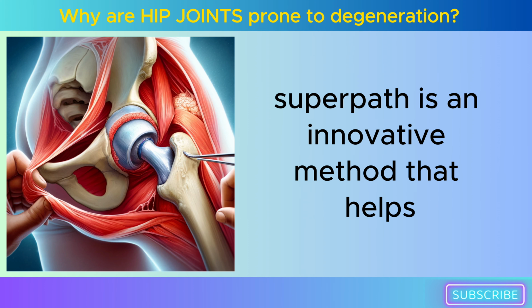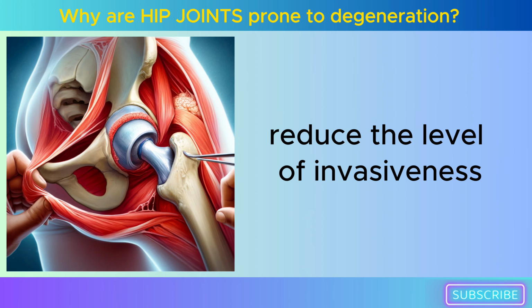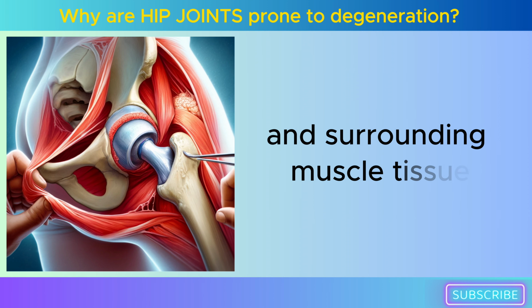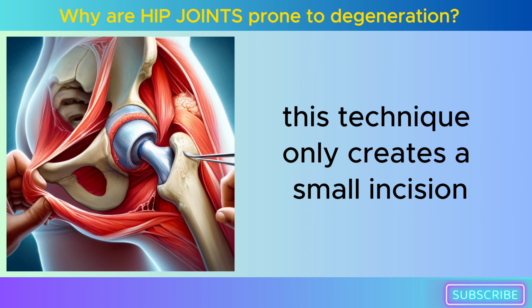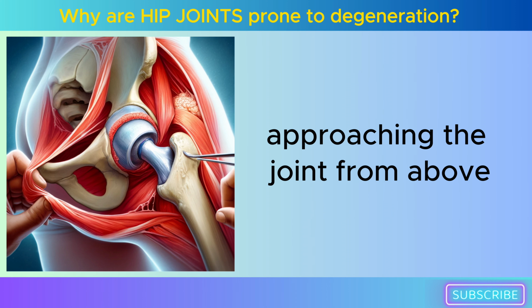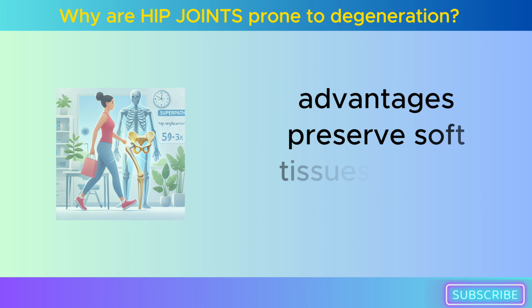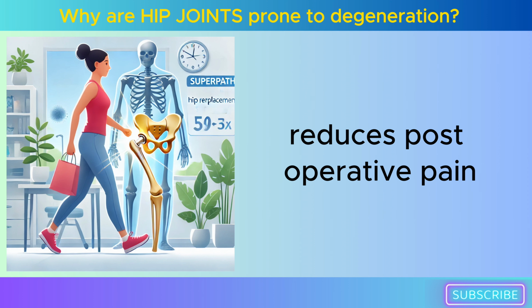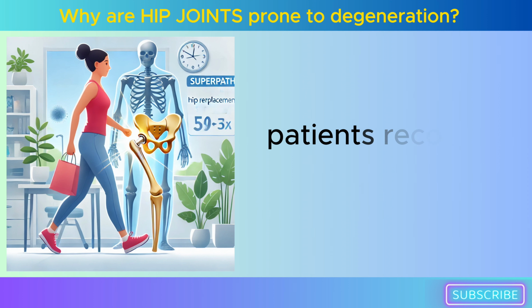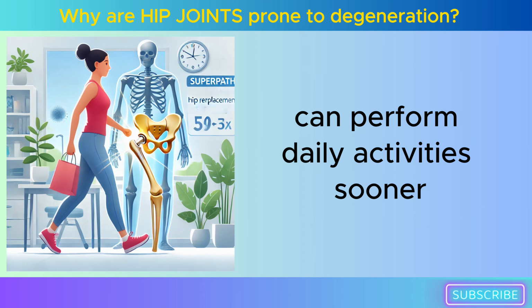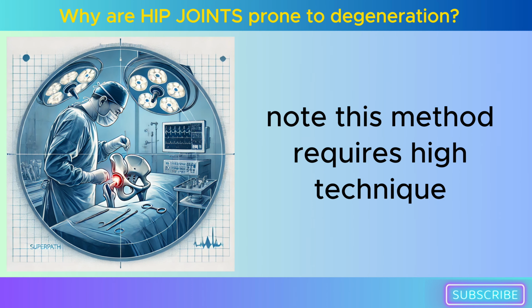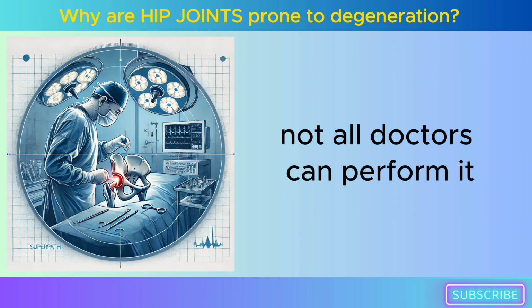2. Suprapath hip replacement technique. Suprapath is an innovative method that helps reduce the level of invasiveness in surgery. Instead of cutting the joint capsule and surrounding muscle tissue, this technique only creates a small incision, approaching the joint from above. Advantages: preserves soft tissues around the joint, reduces postoperative pain. Patients recover faster, can perform daily activities sooner. Note, this method requires high technique, not all doctors can perform it.